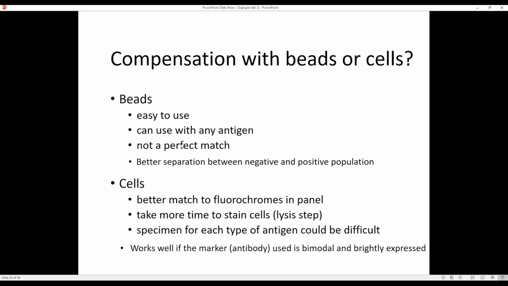Right? But the problem with beads is that you are working with cells. We are working predominantly on cells, so beads may not be a perfect match.